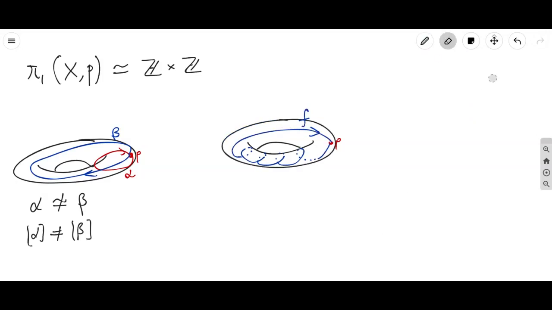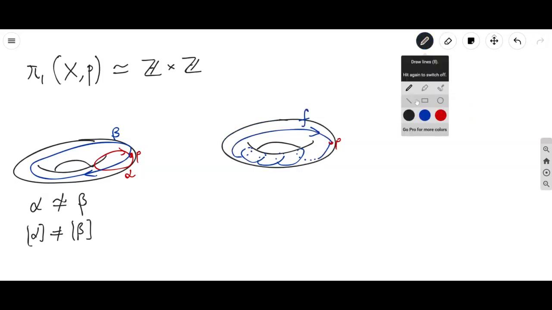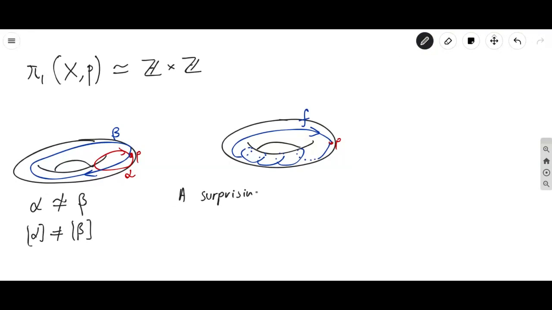And what's interesting about the torus is this. There's a surprising relationship, namely, that alpha beta is equal to beta alpha. Now you have to understand what this means. This means if you go alpha first and then you follow it through by beta, that would be homotopic to doing beta first and then getting alpha.